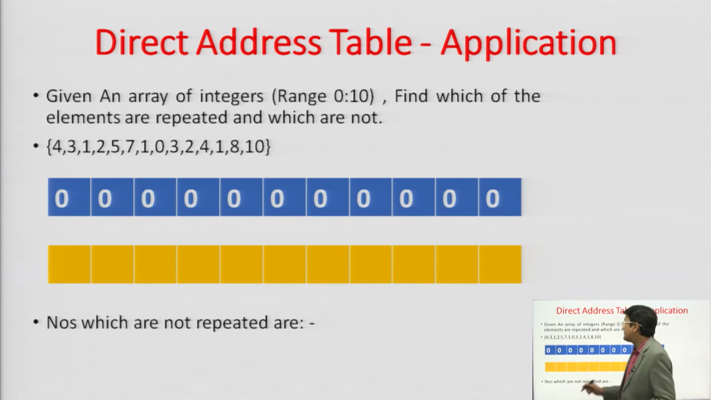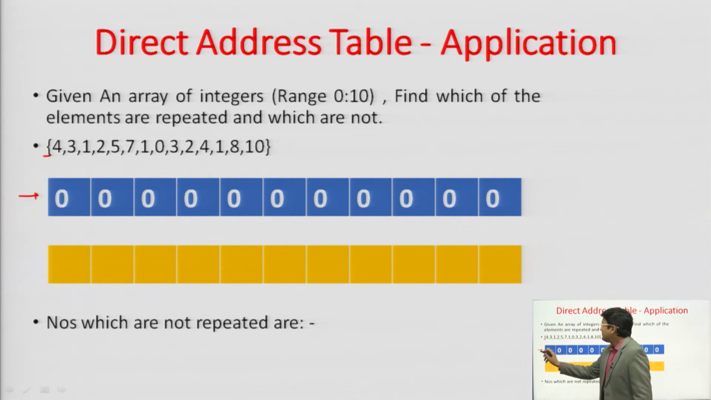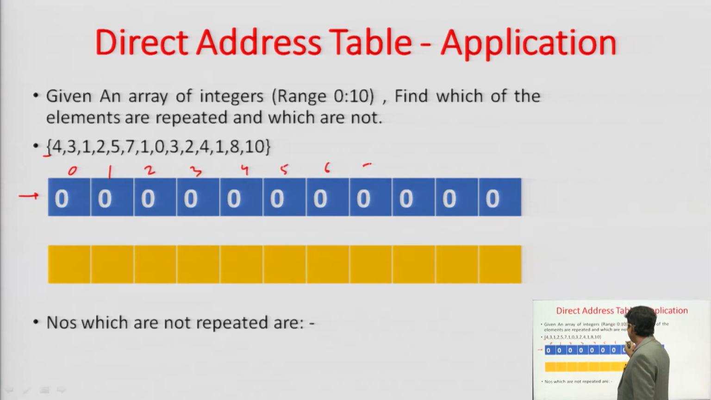For example, let's say we have some numbers given: 4, 3, 1, 2, 5 and so on and so forth. All these numbers are in the range of 0 to 10, and we have to find out which of the numbers are repeated in this set and which of the numbers are not repeated. So let's take a table and let's say this is the direct address table. The indexes of this table are 0, 1, 2, 3, 4 and so on and so forth up to 10.